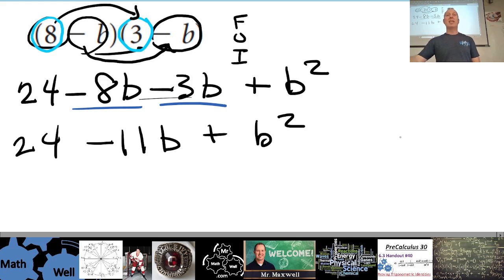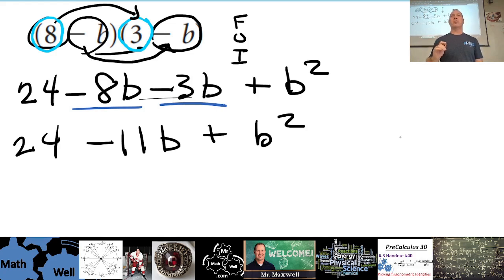Now, you could leave it like this technically, but in big kid math grades, we want to generally write things in descending order of the variable. So, everyone pay attention now? 3, 2, 1. Hello.